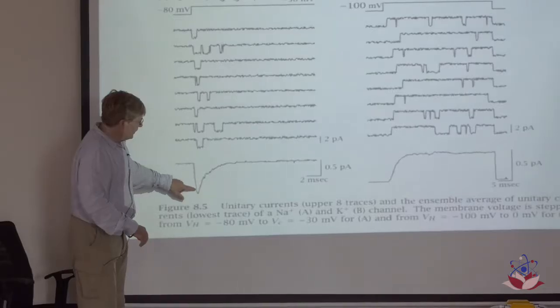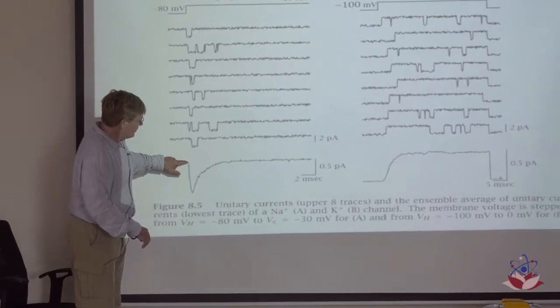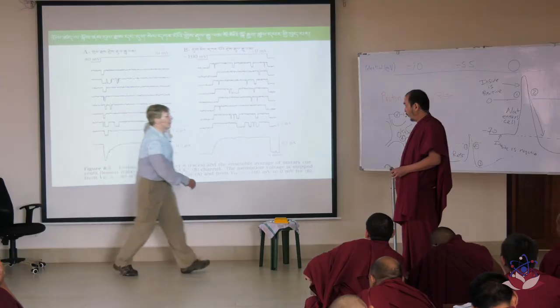This goes downward because that depicts positive charge coming into the neuron.